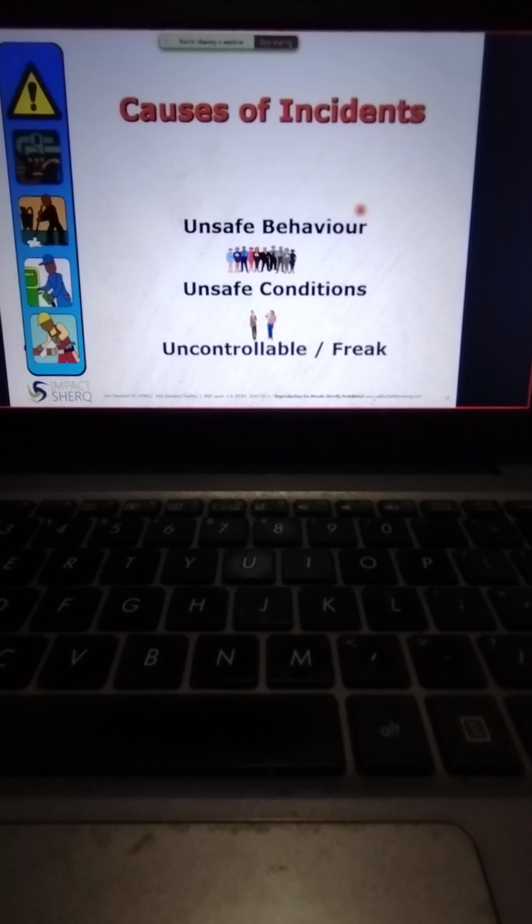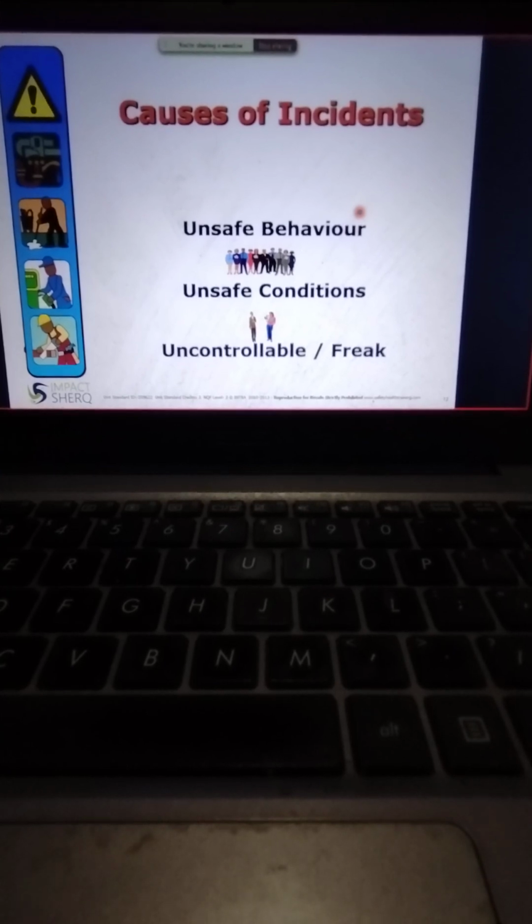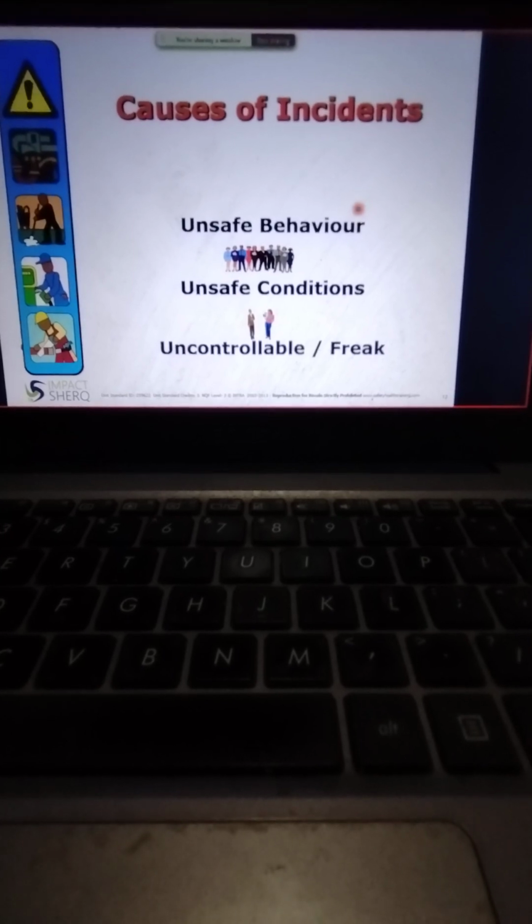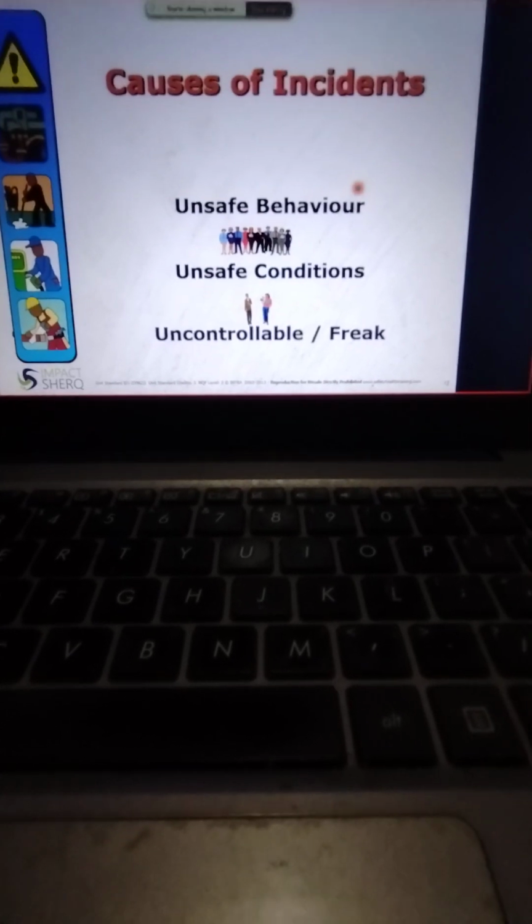Anyone else? Any other unsafe behavior which you think can cause injuries? Not wearing the proper workwear or safety shoes or boots. Yes, not wearing PPE like safety shoes, boots, gloves. Thank you very much. Yes, Baba, you wanted to say something? Go ahead.